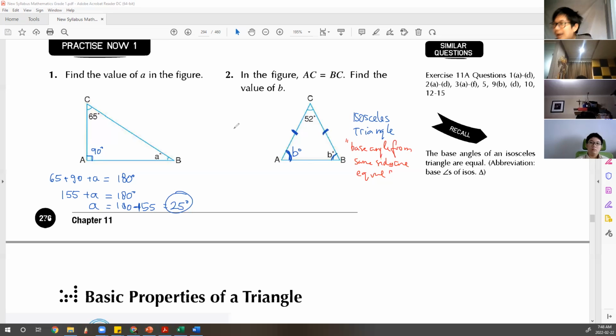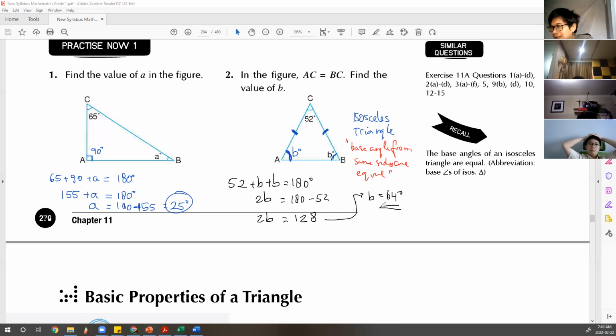Okay, so write it down. Every angle, you add all the angles: 52 plus 2B equals 180. This is the triangle sum of interior angles, right? So 2B, correct. 180 subtract 52, so 2B equals 128. So B, I put it here because I don't want to waste so much space. 128 over 2 is 64. Done.